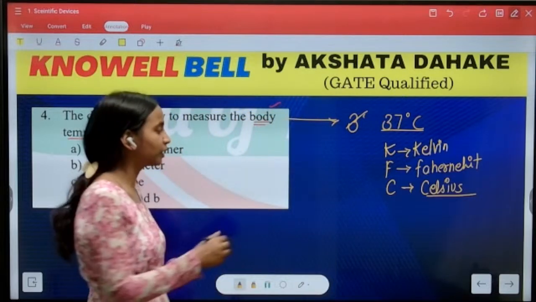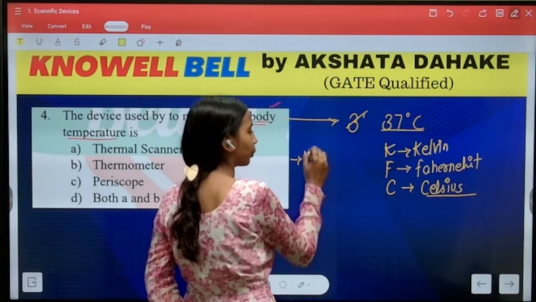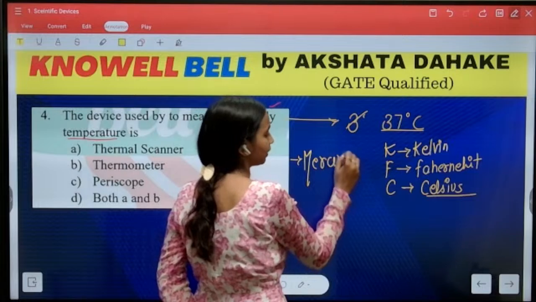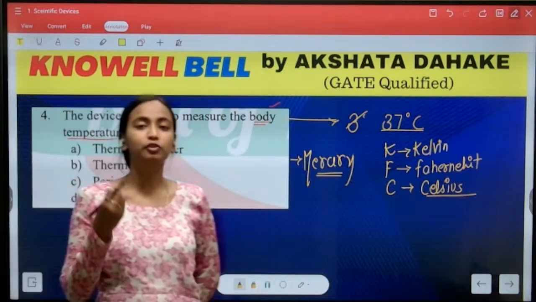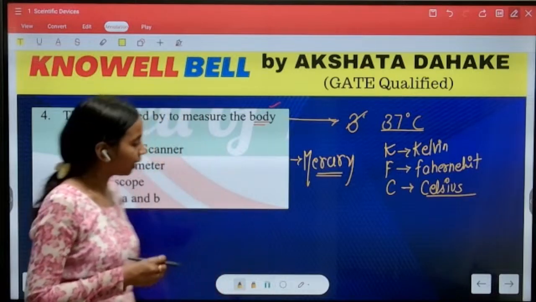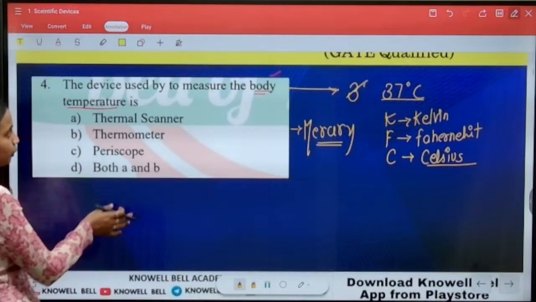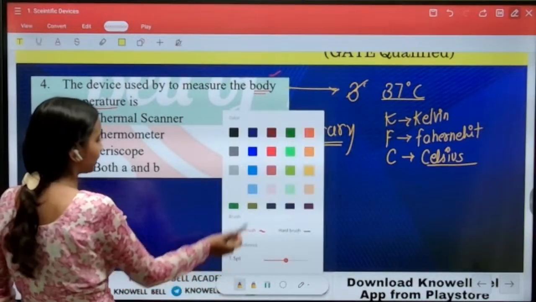Which metal is used in thermometer? The metal that is used in thermometer is mercury. Mercury is the only metal that is liquid at room temperature. Correct. Now coming back to the question, which device is used to measure body temperature?